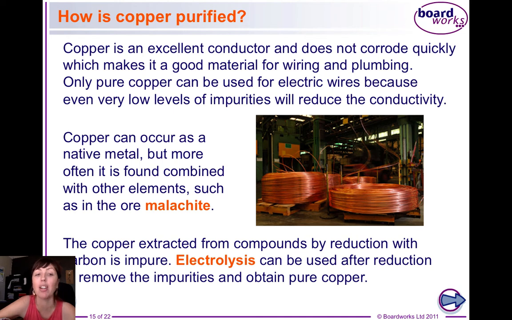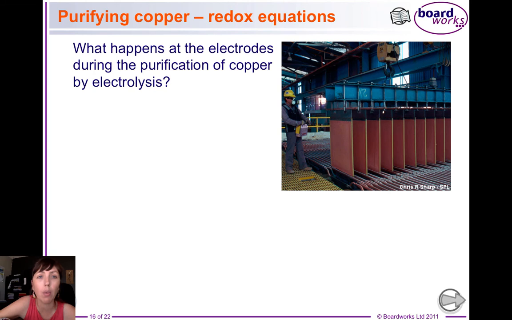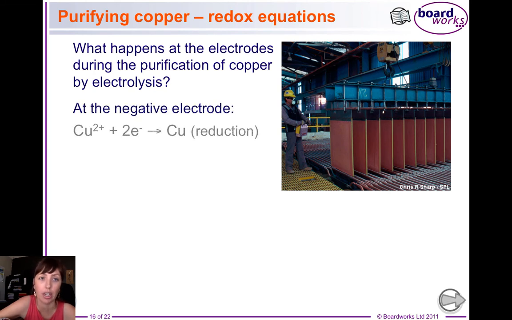So remember, copper is less reactive than carbon, so it can be reduced using carbon. However, the product is not as pure as we need it to be in order to use it for electrical wires. So electrolysis can be used after reduction to remove the impurities and obtain the pure copper. Okay, so what happens at the electrodes during the purification of copper?